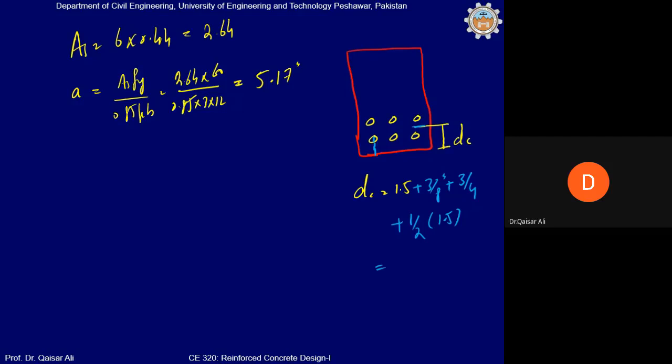Now since the reinforcement provided in both layers is same, it will be just at the center. Please tell me DC. 3.375. 3.375. Clear? Now from this you can calculate the actual effective depth, and this will be equal to 18 minus 3.375. Tell me this value.